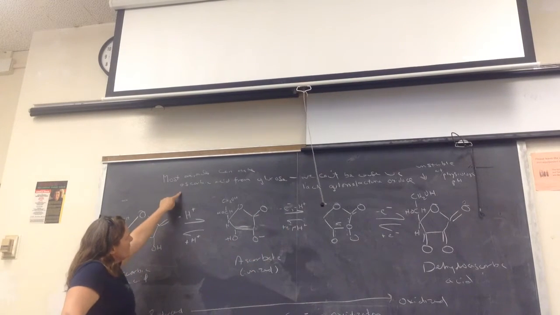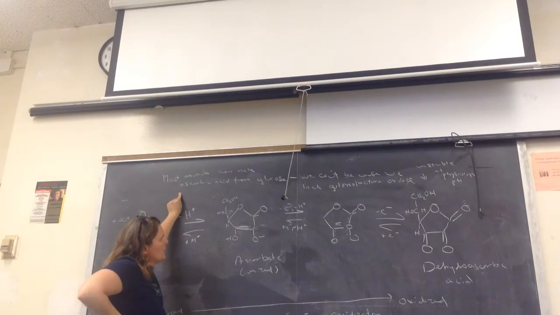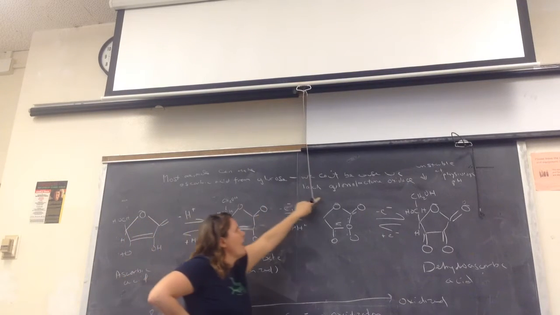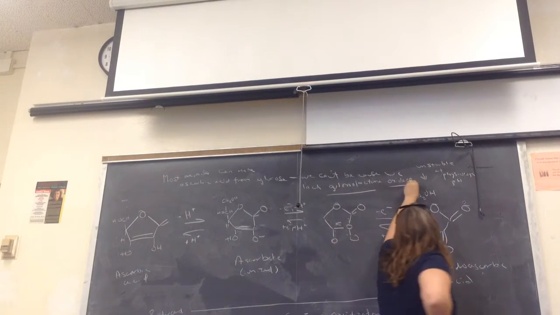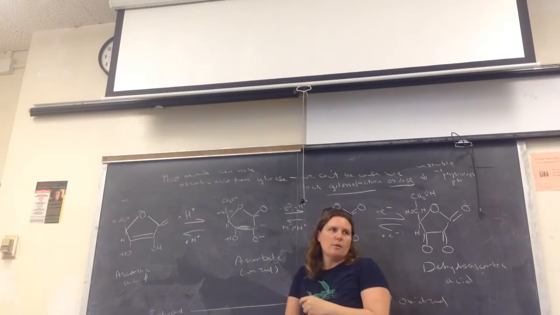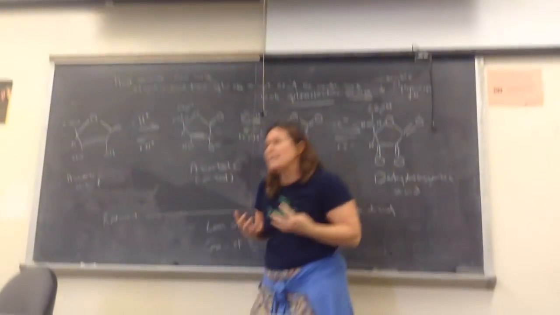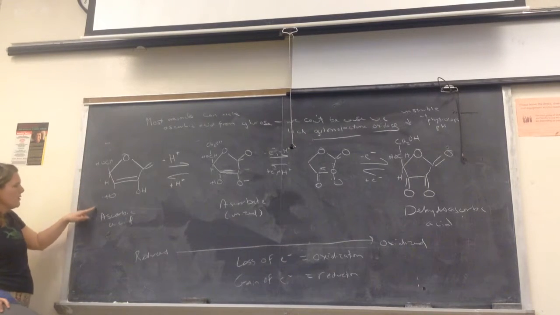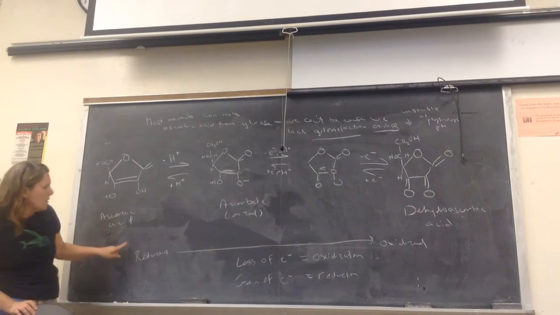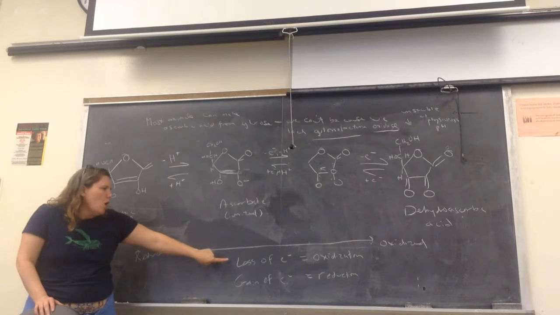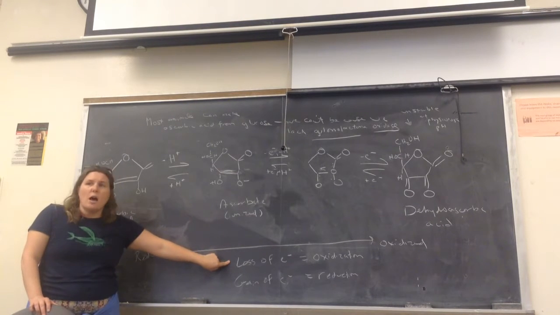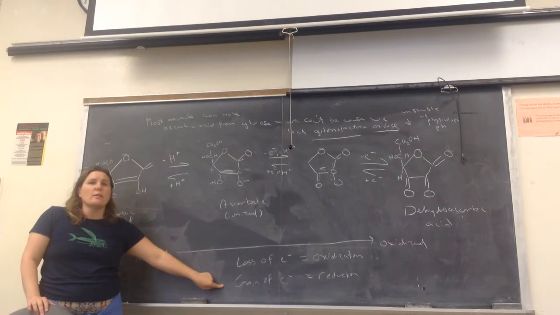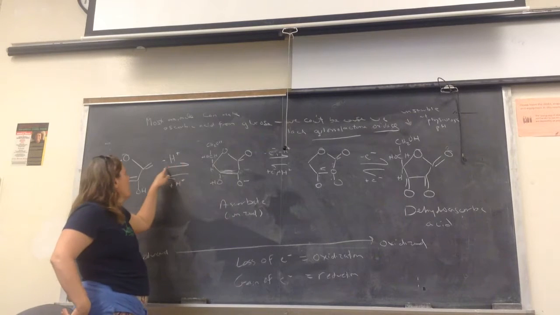Okay, so as I said up here, most animals can make ascorbic acid from glucose. We can't because we lack this enzyme. I'm not going to ask you to name the enzyme, but you should know why we can't, because we're missing an enzyme that allows us to go forward. All right, so here's our ascorbic acid, and I wrote down here, this is reduced versus oxidized. Loss of electron equals oxidation, right? Gain of electron is reduction. So you can follow that through in the arrows.